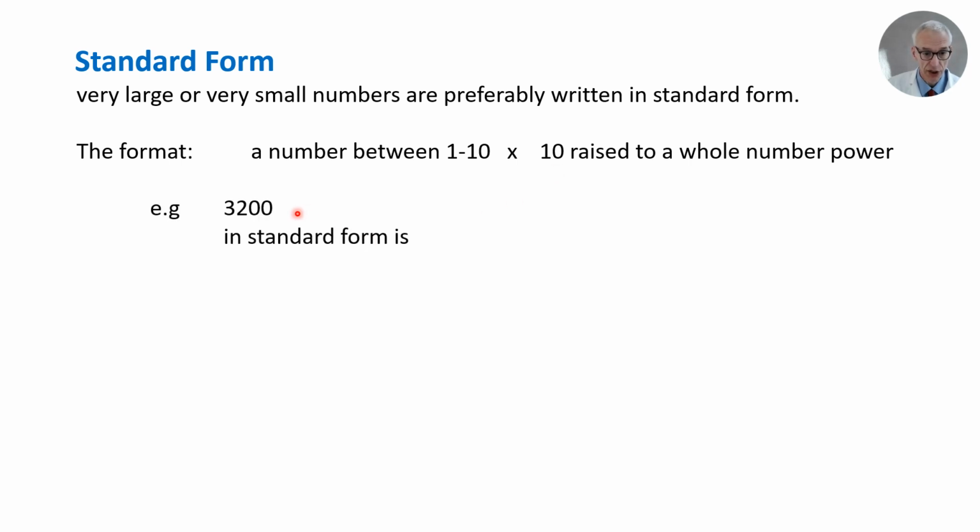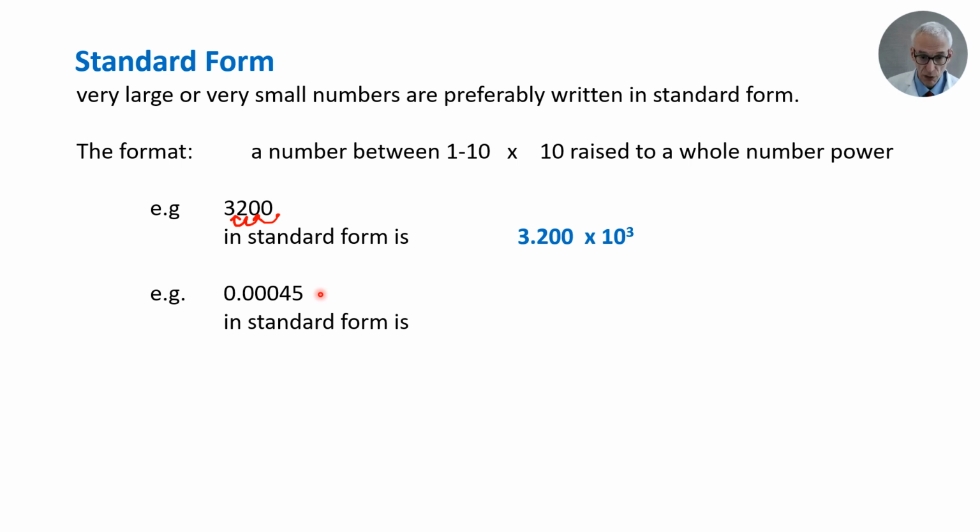So let's look at some examples. 3,200, in standard form, you will see it written as 3.2 times 10 to the 3. How is that achieved? We've got our decimal place here, and we're moving it once, twice, 3 times to the left. So 3.2 times 10 to the 3. 3.2 times 1,000.